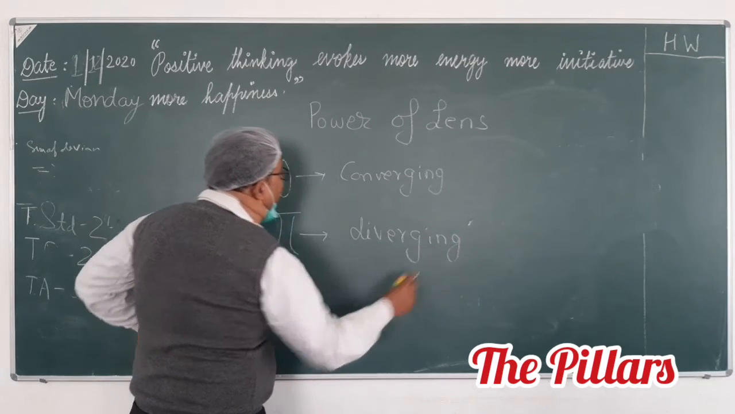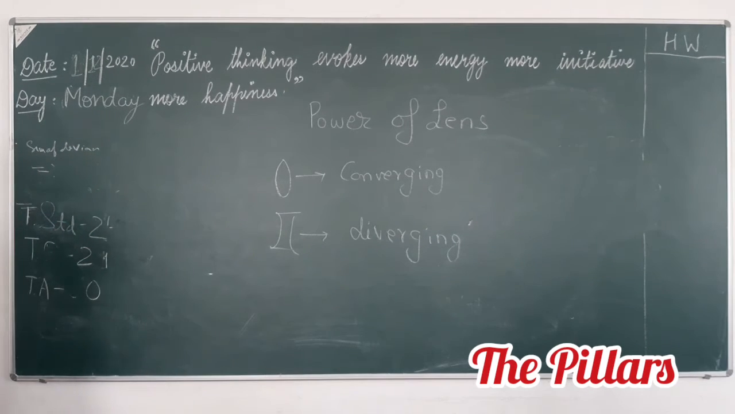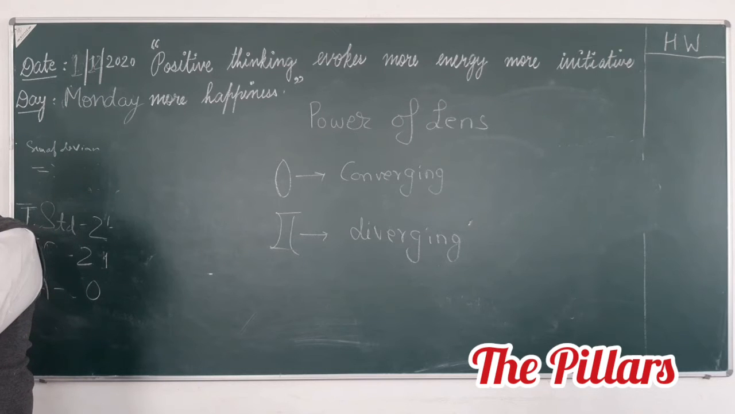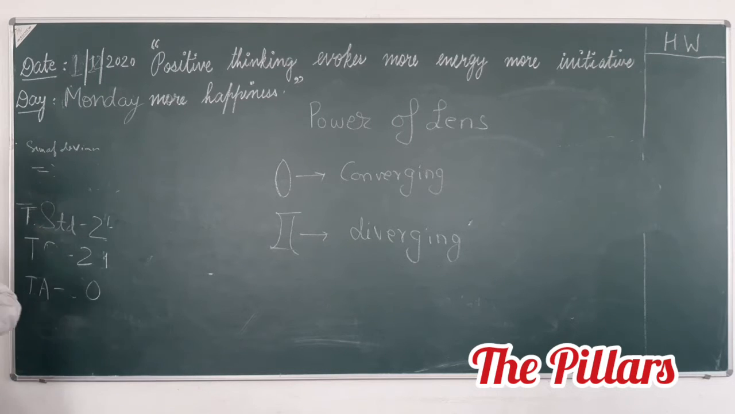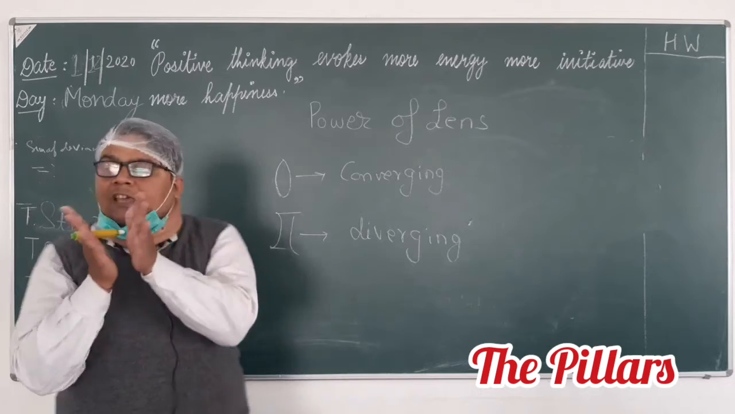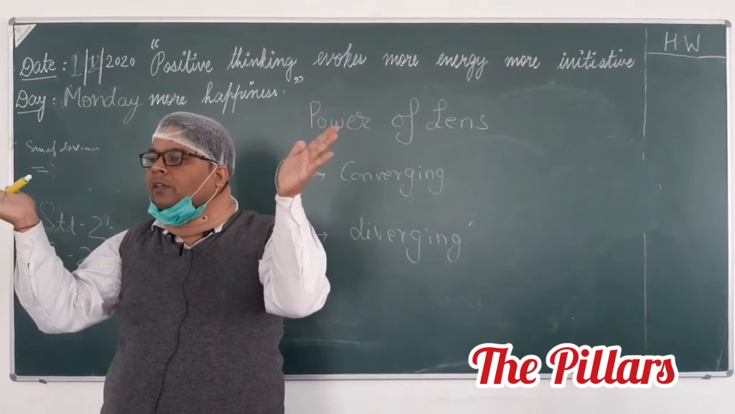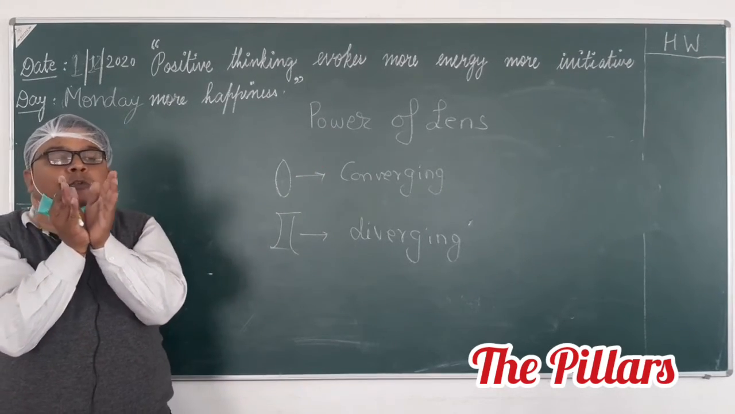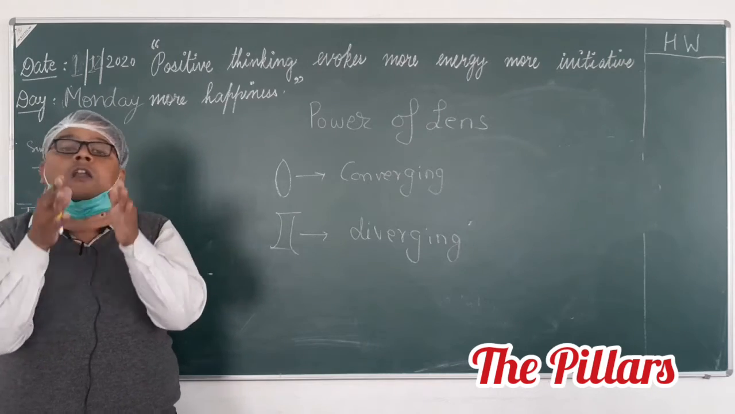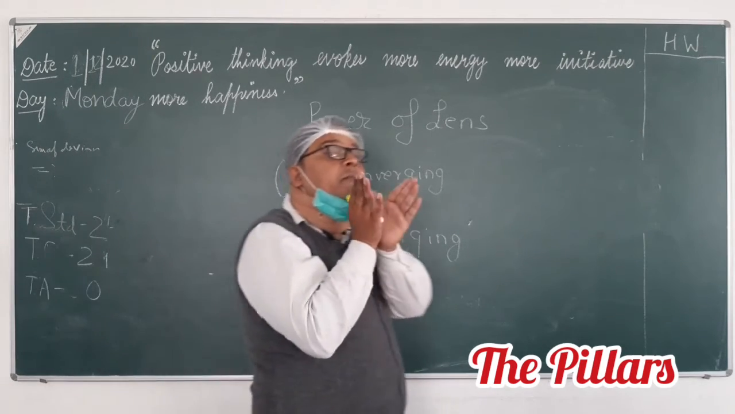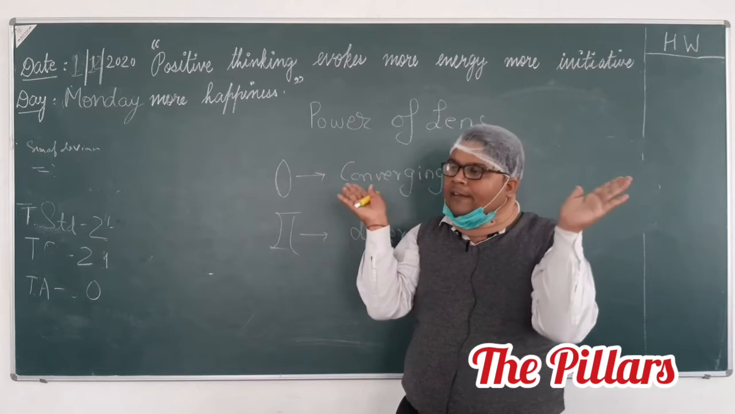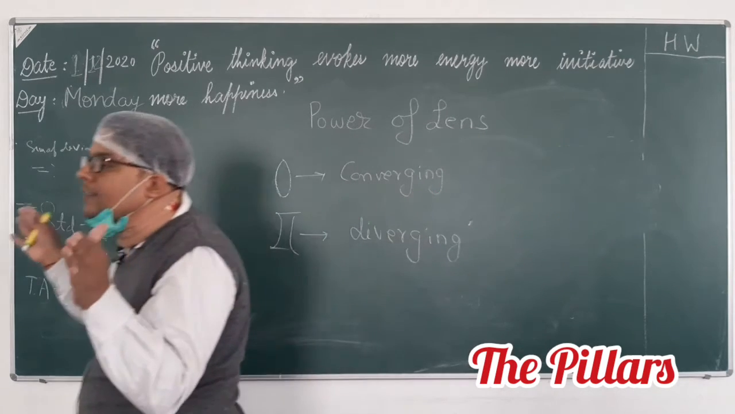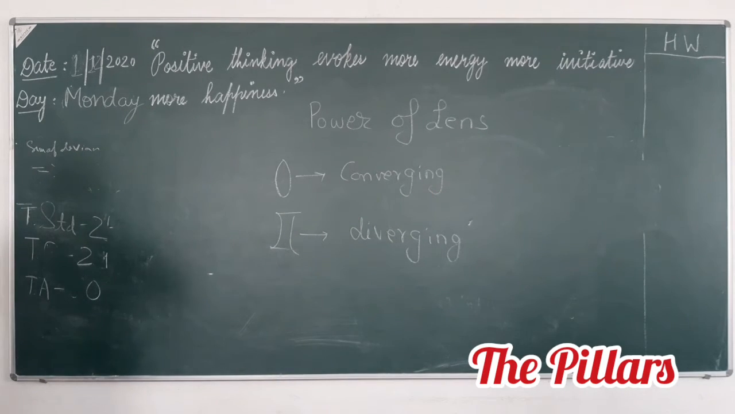So whatever rays are coming through a convex lens, it will converge them to some point on the principal axis. And a diverging lens will diverge the rays. How much the lens is able to converge a ray, or how much a lens is able to diverge the incoming rays, that is called power of lens.